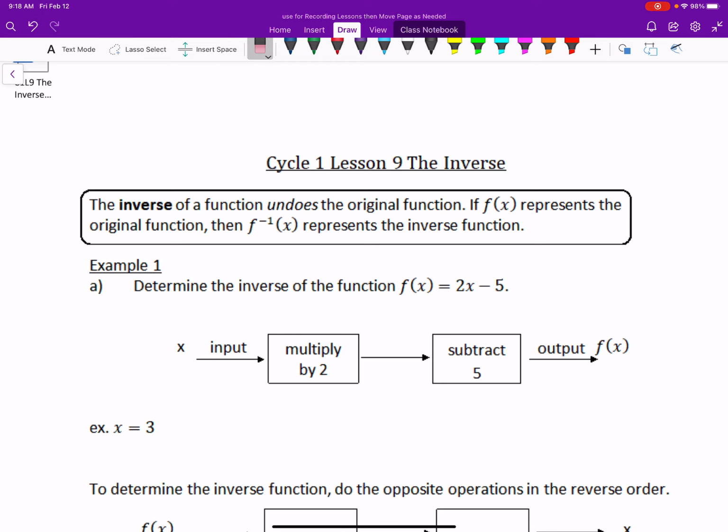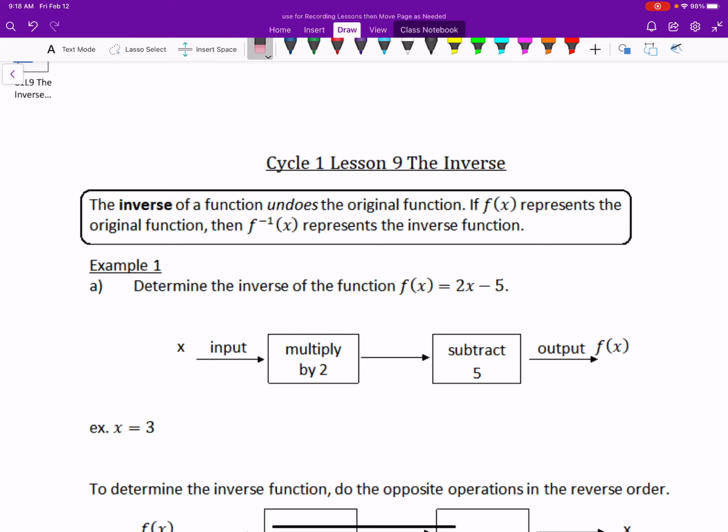So if a function has multiply, we're going to divide. If it has add, we're going to have subtract. If it has squaring, we're going to square root. And we're going to do it in the opposite order, much like we would think about solving an equation. Think about isolating a variable to solve an equation. Only instead of isolating a variable, we're just coming up with a new function that does it all for us.